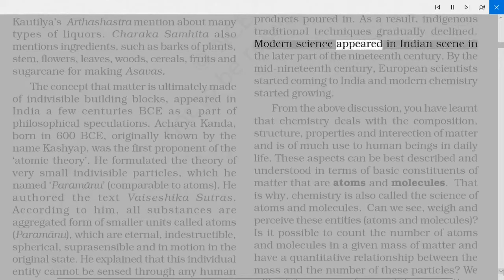Modern science appeared on the Indian scene in the later part of the 19th century. By the mid-19th century, European scientists started coming to India and modern chemistry started growing.